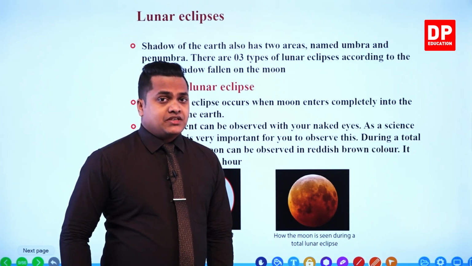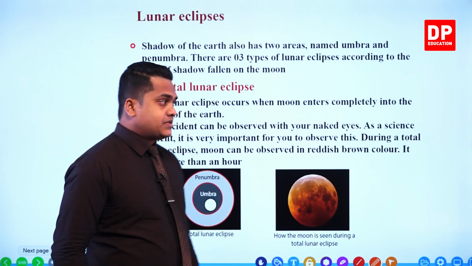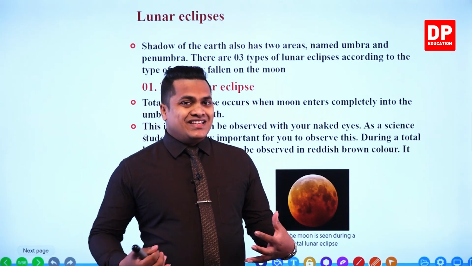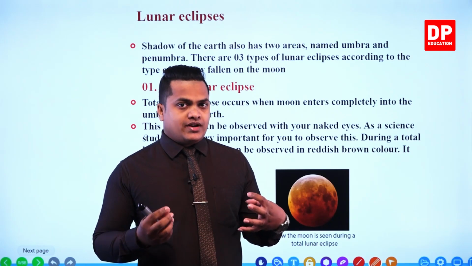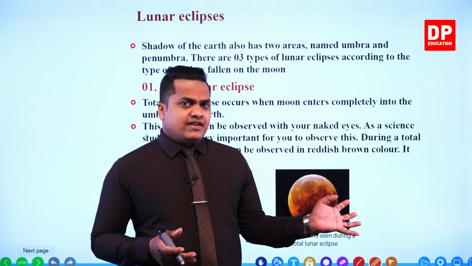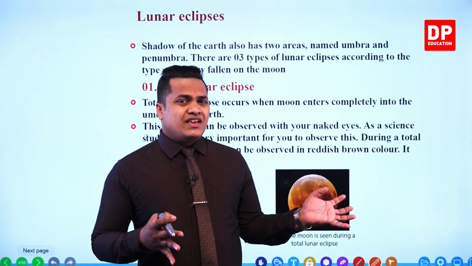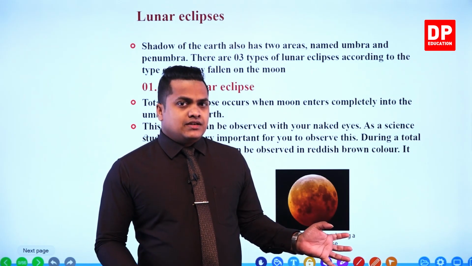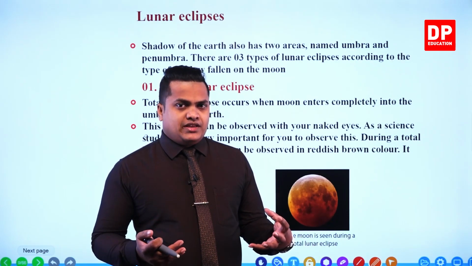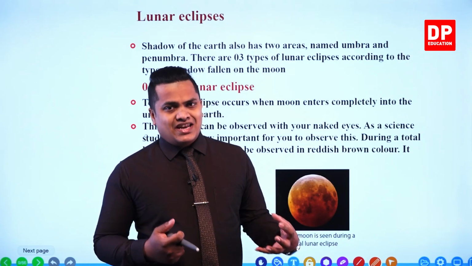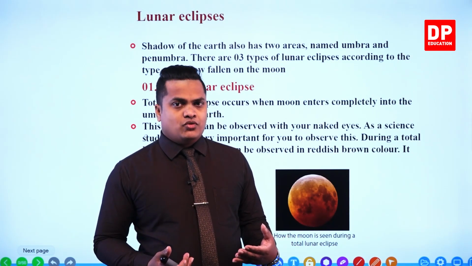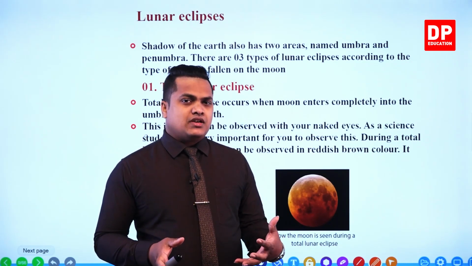This type of lunar eclipse is referred to as the total lunar eclipse. This incident can be observed with your naked eyes. Now, you are not going to look at the sun in this case. The sun is the main object that emits harmful light rays. These light rays emitted by the sun are reflected and turned back to you by the surface of the moon, so the harmfulness is reduced to a greater extent, because most of the harmful rays will be absorbed by the surface of the moon, and the remaining amount of light rays are the ones which are transferred to you.